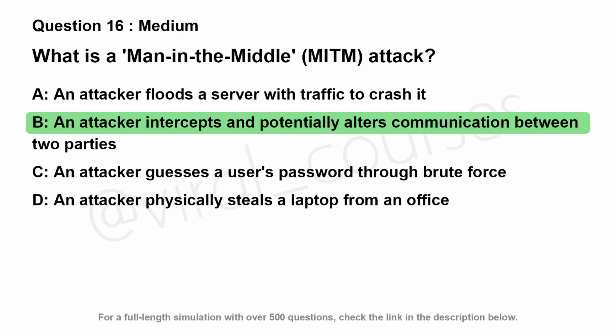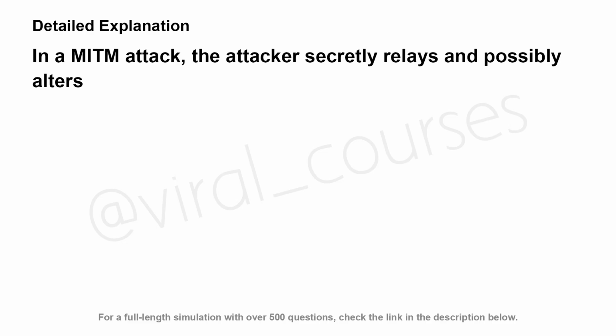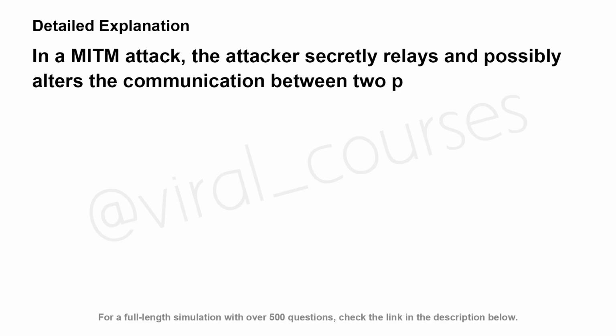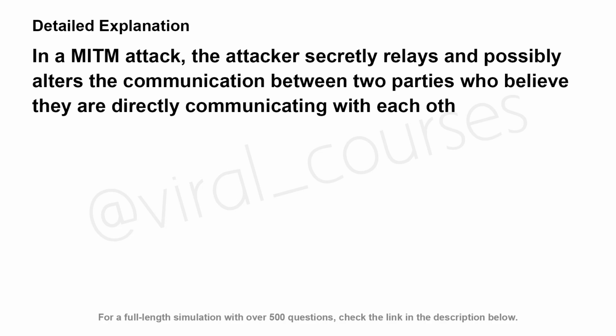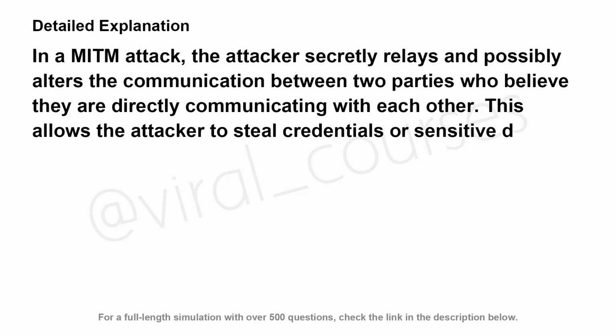The correct answer is B. In a MITM attack, the attacker secretly relays and possibly alters the communication between two parties who believe they are directly communicating with each other. This allows the attacker to steal credentials or sensitive data without either party knowing.